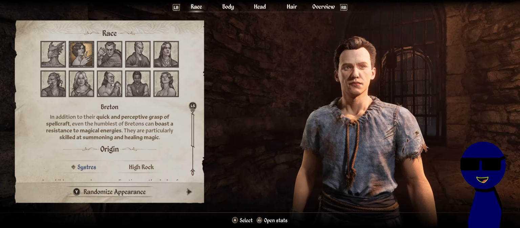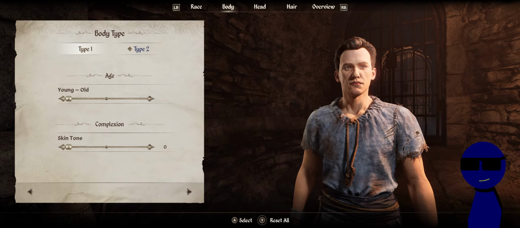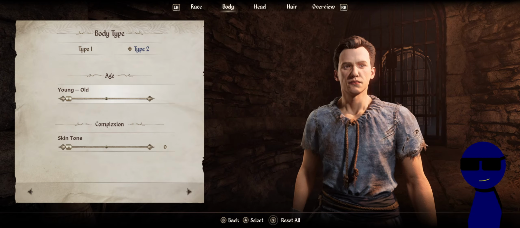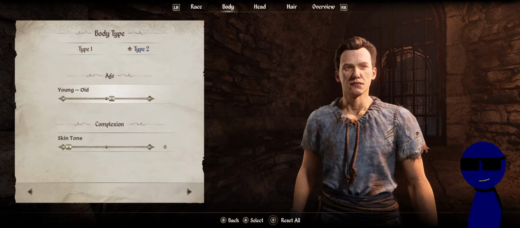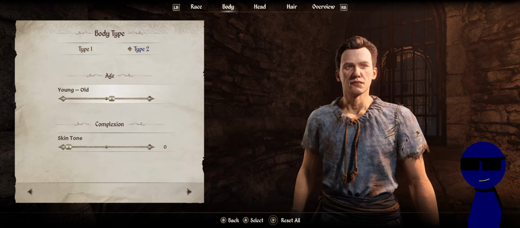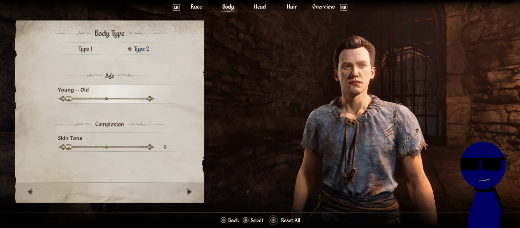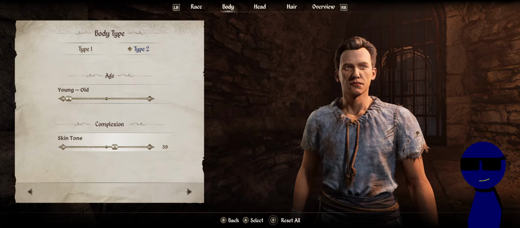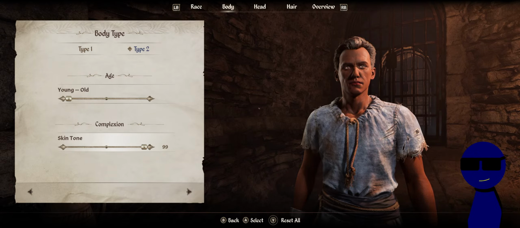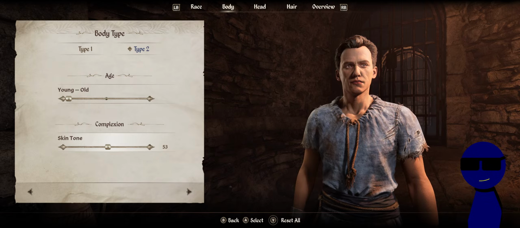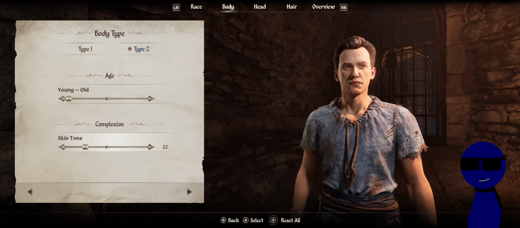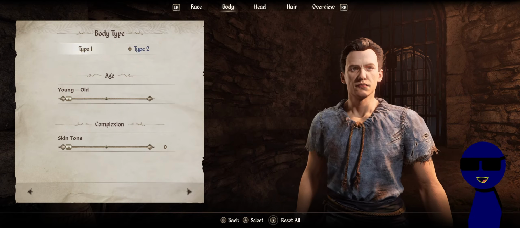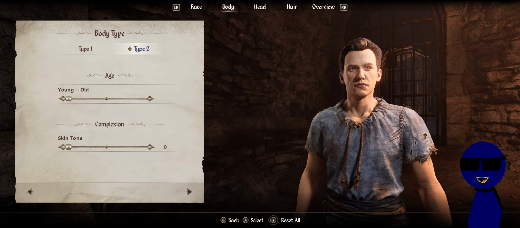Look at the wrinkles. Age. Complexion. Oh god, they have body type. They have body type instead of just male or female, bruh.